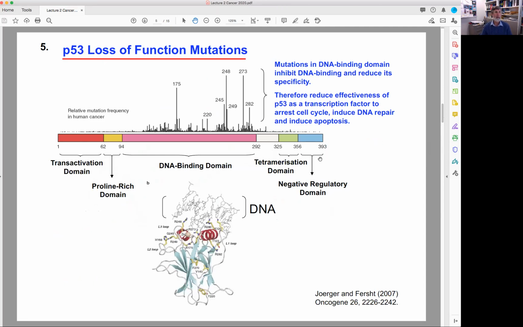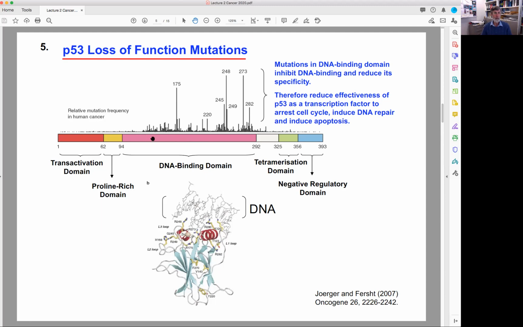So let's look at some mutations that cause P53 to lose function. Of course with P53, because it's a tumor suppressor gene, it's loss of function mutations that are the problem in letting cells have unregulated growth. So we have basically the primary sequence of the P53 protein here with the different domains shown.